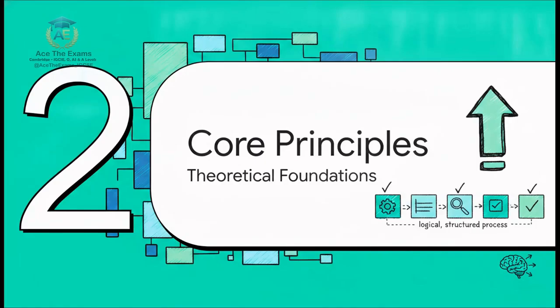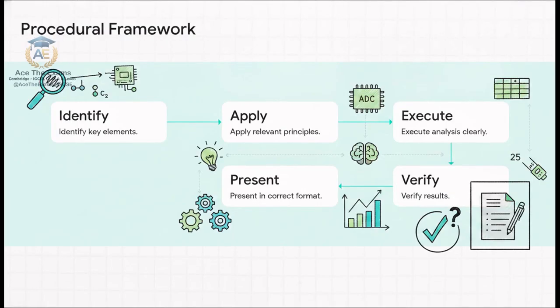Chapter 2, Core Theoretical Principles. Let's see how we translate textbook theory into actual method marks. In the Cambridge marking scheme, particularly for those really complex problem-solving questions, you don't just get marks for magically arriving at the final correct answer. You are awarded method marks for showing a logical, structured, and repeatable process.